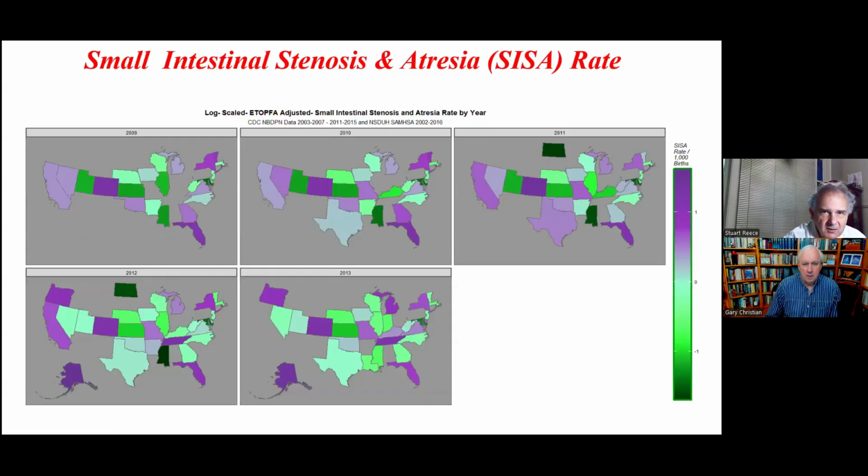So we thought it'd be interesting to take a look in detail at a couple of birth defects. This is called small intestinal stenosis or atresia. The small intestine is the small bowel. Stenosis is a narrowing, and atresia is a lack of growth. It just doesn't grow. It just shriveled up, and of course that blocks the bowel. So an acronym for that is SISA. And now, presumably, when the baby is born, they can operate and they can do something for this condition.